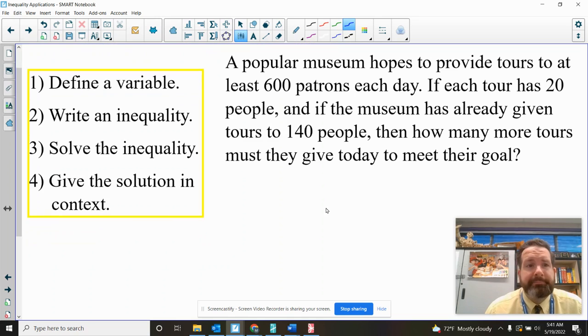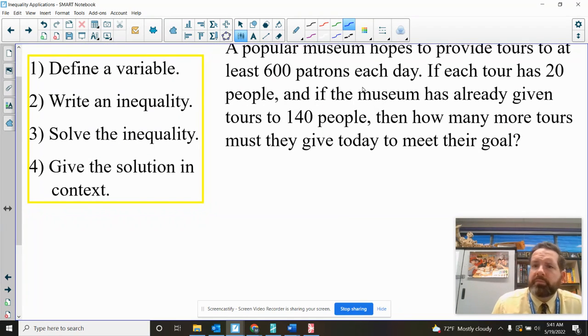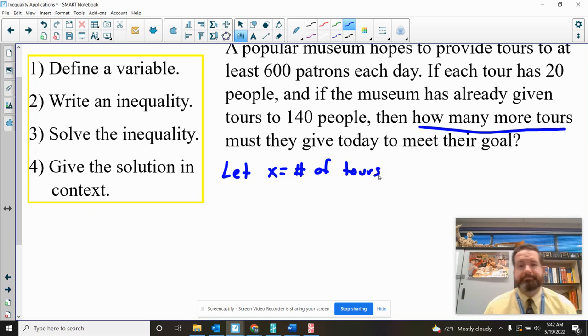So let's start at step one. Define a variable. The variable should be what it is you are trying to find. So for us, how many more tours? That's what we're trying to find. So define our variable. I'm just going to use the letter x. Let x equal the number, that's the symbol for number, of tours. There we go.